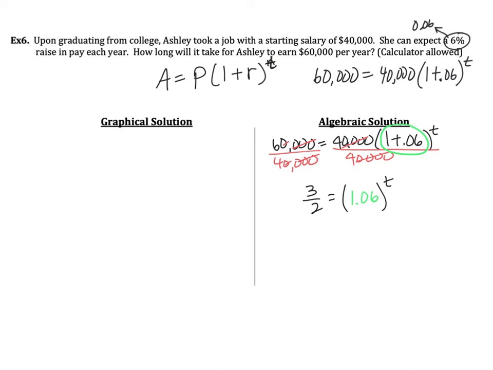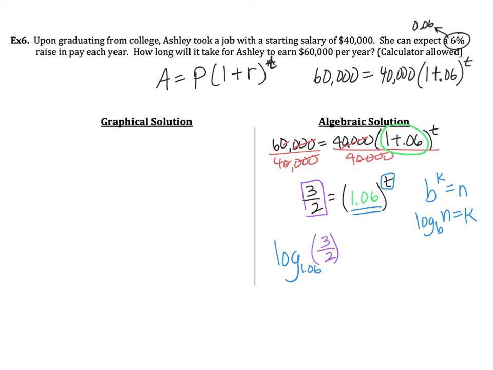Now this is exponential form, and I have my variable here as an exponent. So I could rewrite this in logarithmic form. Remember, b to the power of k equals n, therefore log base b of n equals k. So I'm going to take log of my base. My base is this decimal number of 1.06. That's okay. We can have a decimal base. Then what do I put next to it? Well, that's where my 3/2 or 1.5 goes.